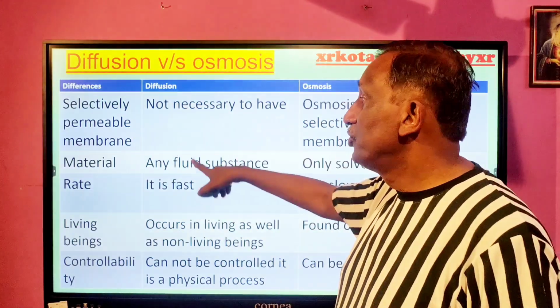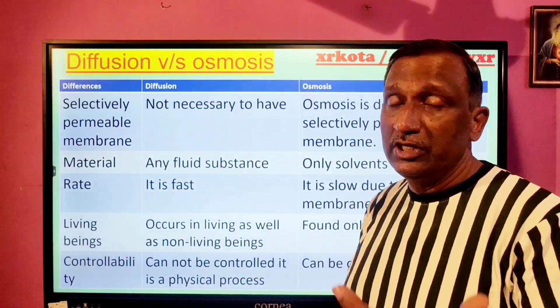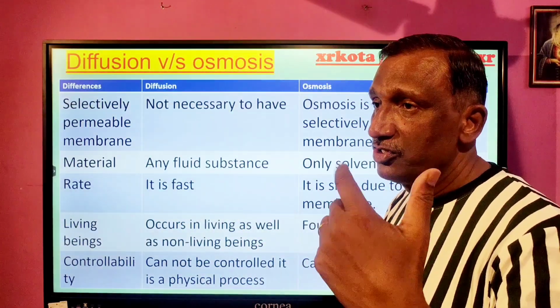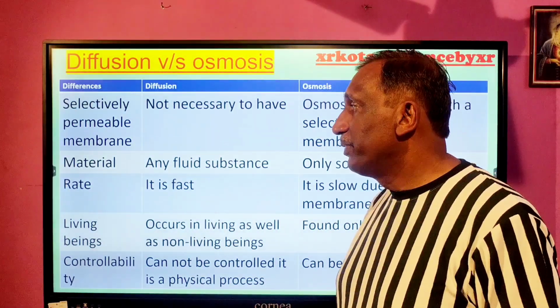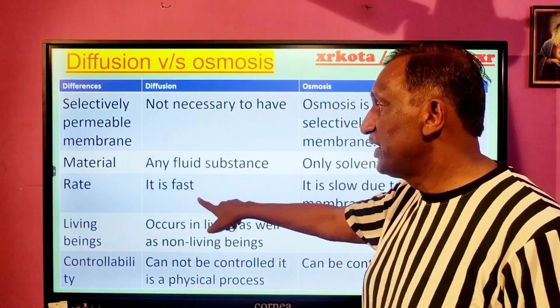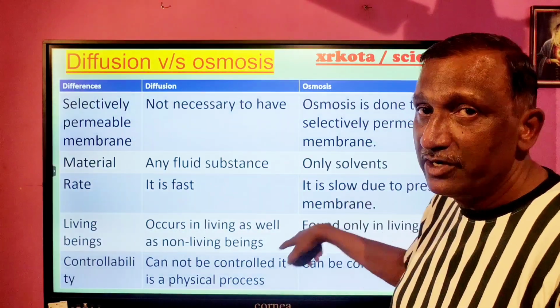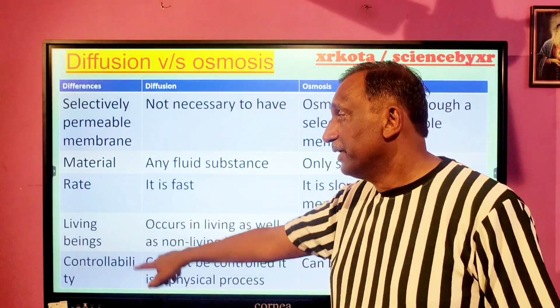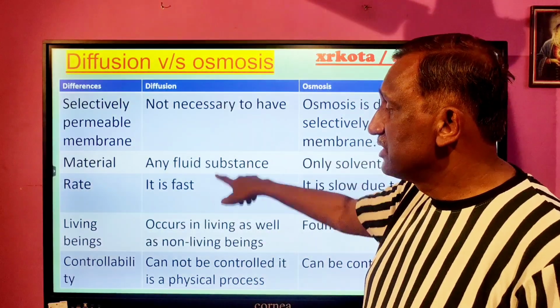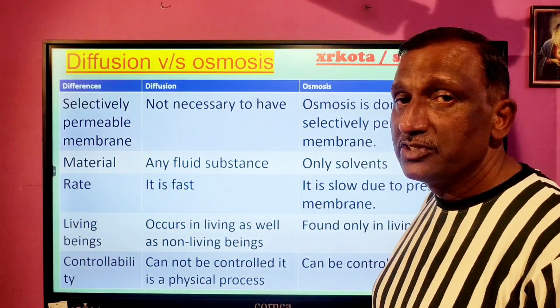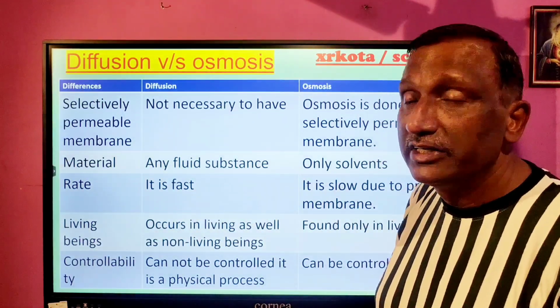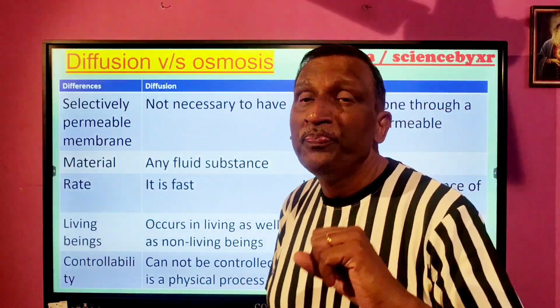Material: diffusion, any fluid substance, solid, liquid, gas, solid in liquid or solid in air and whatever, whereas osmosis only solvent particles move. Rate: diffusion is fast, osmosis is slow because here an obstacle of cell membrane is there. Living or non-living: diffusion occurs in living as well as in non-living. Osmosis occurs only in living being because selectively permeable membrane is required.